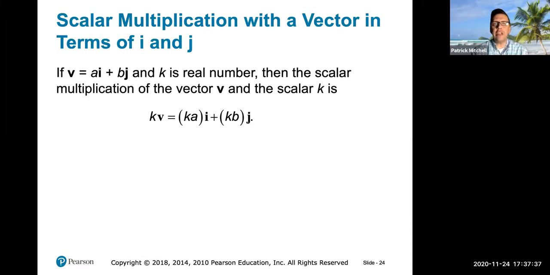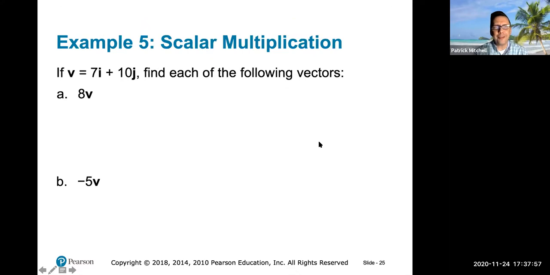Scalar multiplication in terms of i and j. If v is ai plus bj and k is a real number, then the scalar multiplication of the vector v and the scalar k, you just multiply each scalar component by k. Okay, very simple. All right, so here's an example.